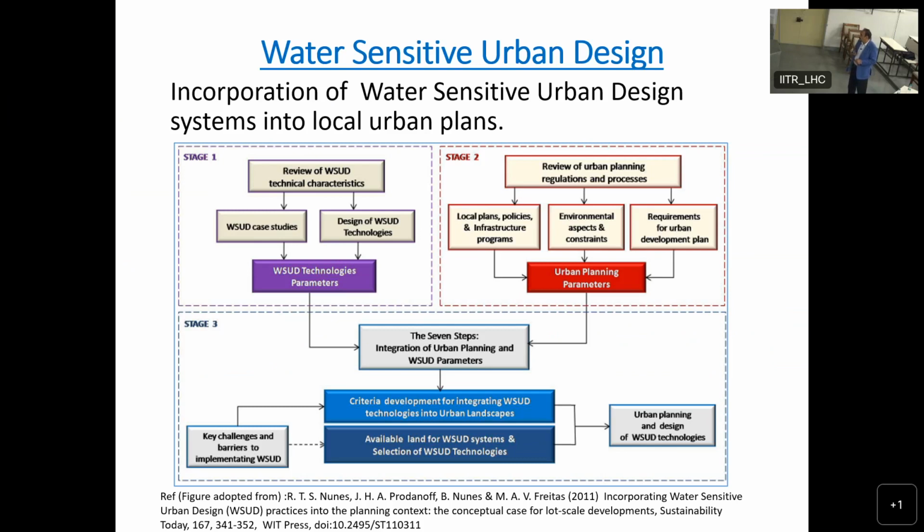Understanding the local plans, policies, and infrastructure programs, and then environmental aspects and constraints, and requirements for urban development plans. Then based on urban planning, all that information will go into urban planning parameters.